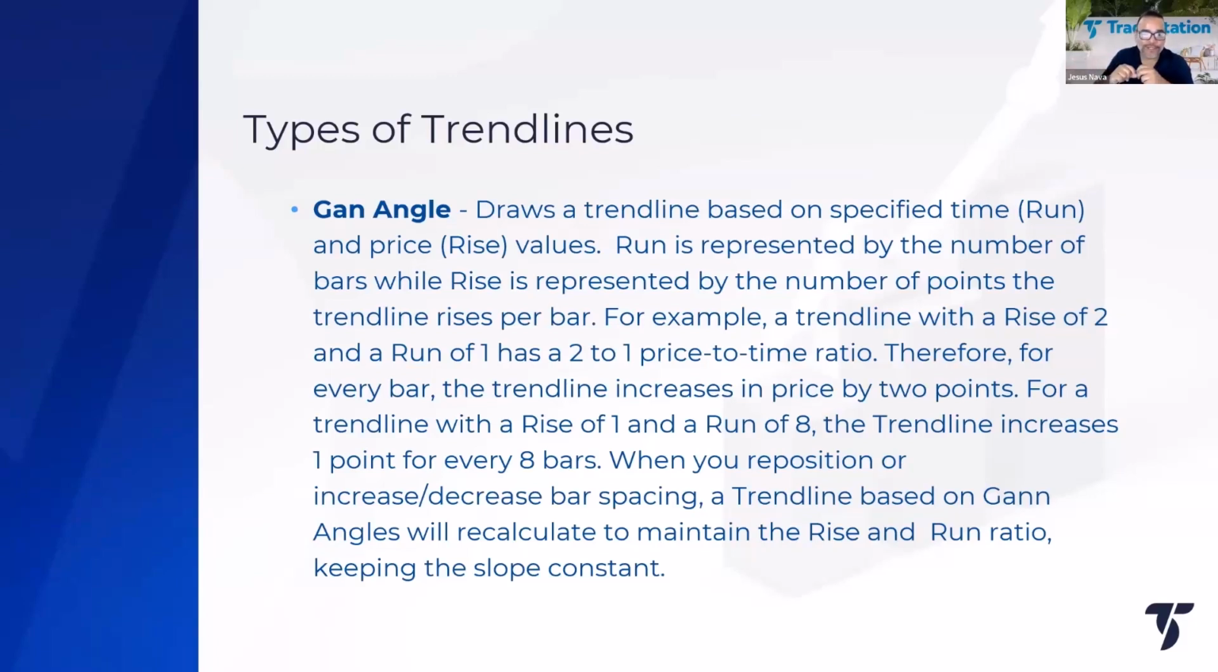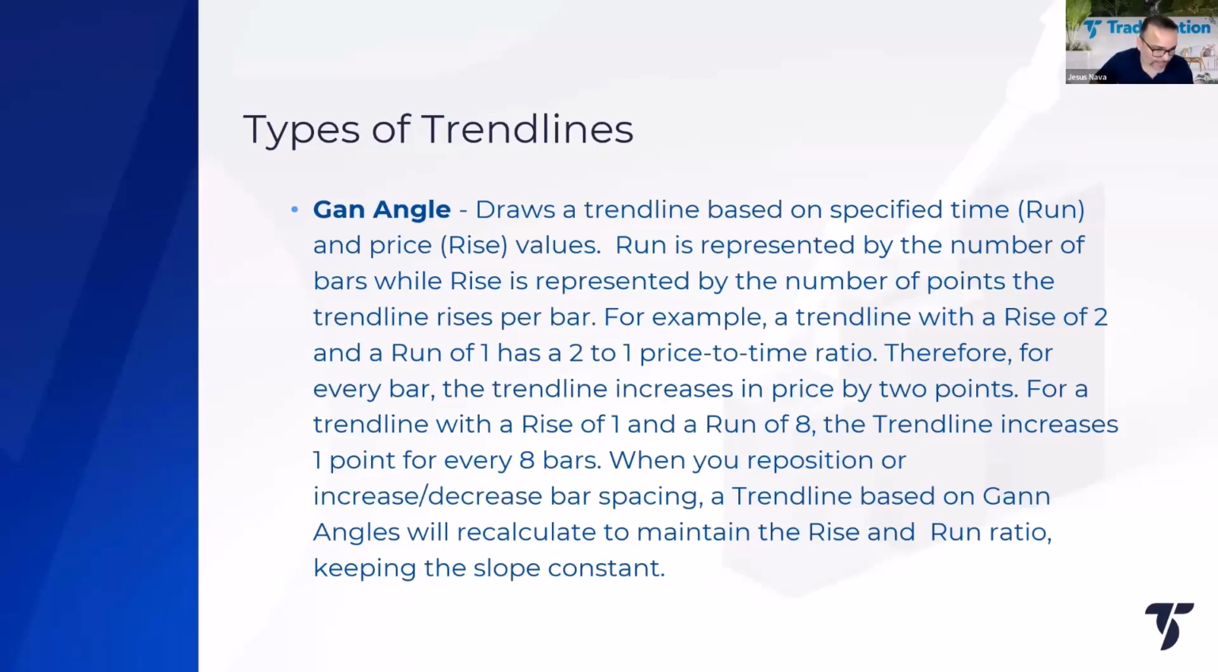Another example, for a trend line with a rise of 1 and a run of 8, the trend line increases 1 point for every 8 bars. When you reposition or decrease the bar spacing, the trend line will recalculate to maintain the rise and the run ratio, keeping the slope constant.